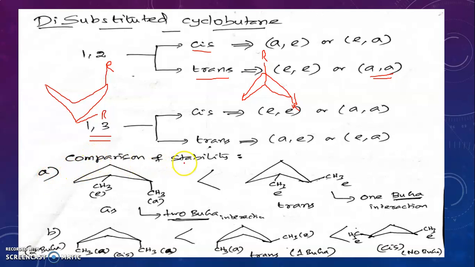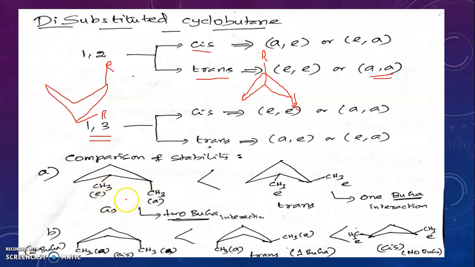Then, comparison of stability. Suppose I take 1,2-dimethyl cyclobutane. In 1,2-dimethyl cyclobutane, we will get a cis isomer. When we get the cis isomer, one group should be axial and the other group should be equatorial. So here I placed one methyl group in axial, and the second methyl group is in equatorial.